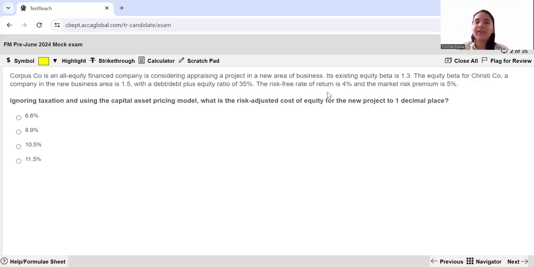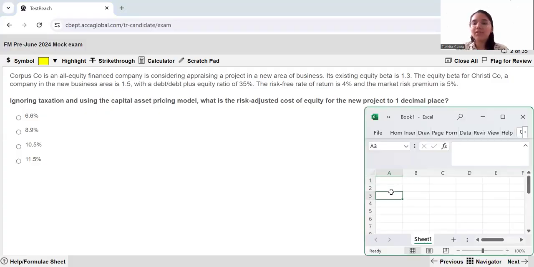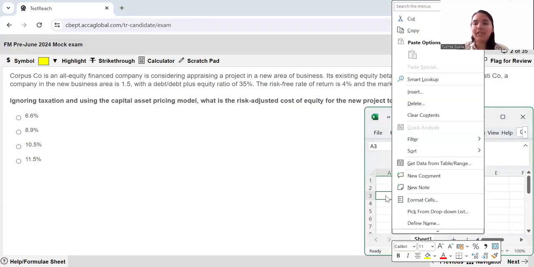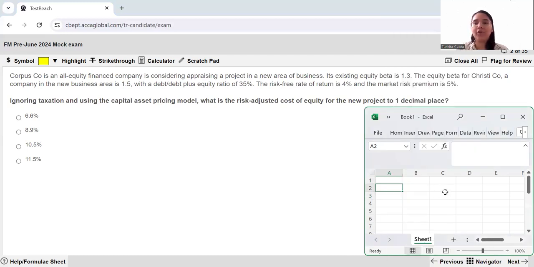And then the risk-free rate of return and premium are given. This will help you to calculate the cost of equity using the CAPM model. So I've opened a small Excel sheet over here, which will help me to show you how I perform the calculations. So the number one step that we have to do over here is that we need to ungear the equity beta of Christie company.